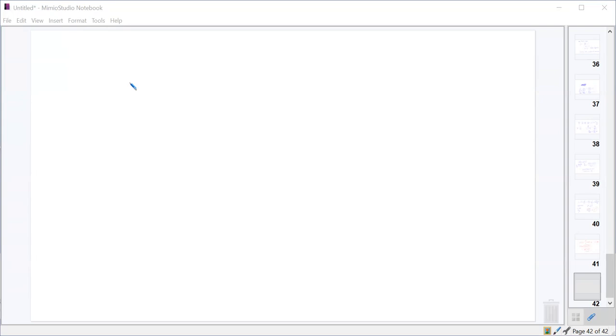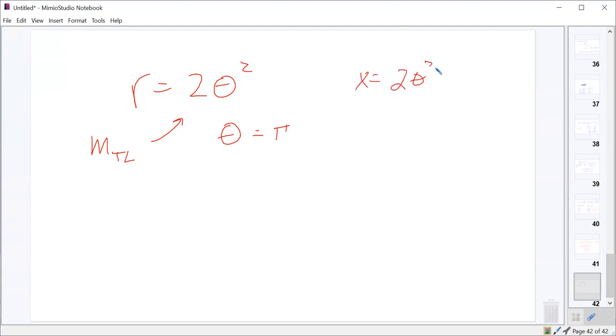Here's a fun one. I guess really that fun. r equals 2 theta squared. We want to know the slope of the tangent line to this when theta equals pi. So we've got to remember how we go about our slopes of our polar curves. We remember that x is equal to r cosine theta, and y is equal to r sine theta. And so then we just need to find dy d theta over dx d theta, right? Our slope of our tangent line is dy dx, which should be dy d theta over dx d theta.